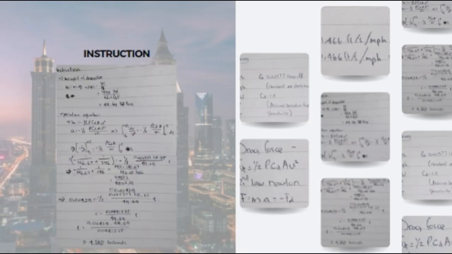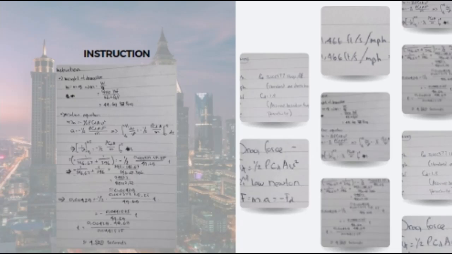So next is construction. First we have to find the m with the equation of W equal to m times g. We input the number, we rearrange the equation, and it becomes m equal to W per g. We input the number and get the m is 49.69 slug.